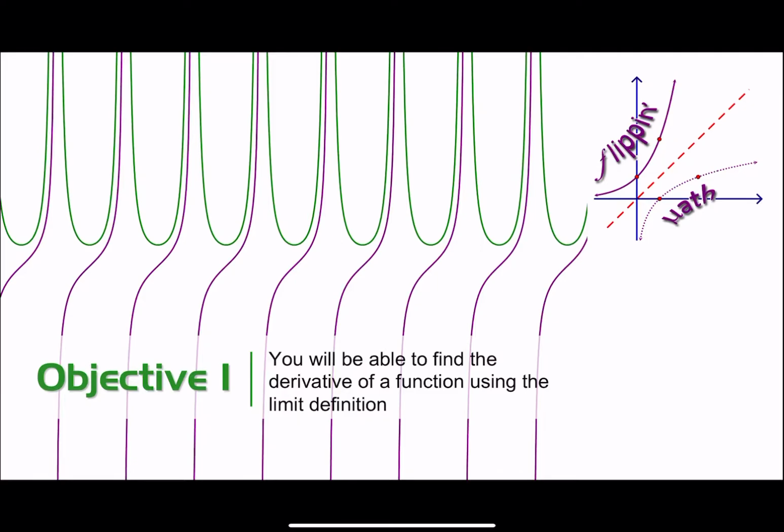What's that purple thing? That purple thing is tangent. Y is equal to tangent. I wonder what the green thing is. It's curious. We won't find out for a while, so I'm just going to keep you in suspense.